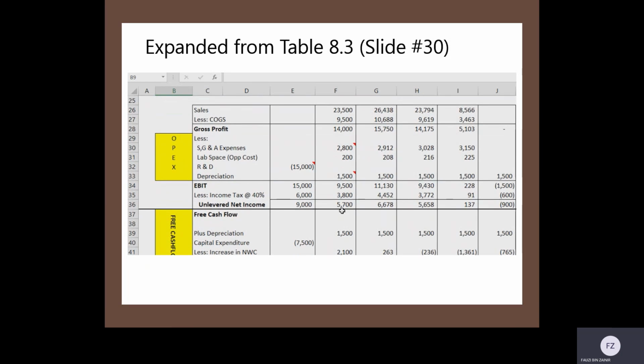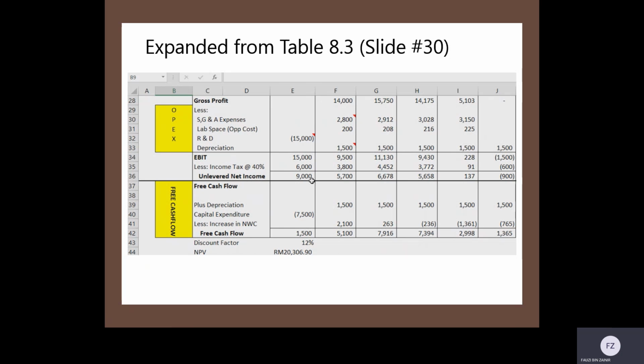And for the realistic changes scenario, we have the unlevered net income. Those are the amounts, which are 9,000, 5,700, 6,78, and we have 6,567, 5,813, 7, and minus 900. And then here is where we find our depreciation. The same figure on the depreciation from year 1 to year 5. The capital expenditure is on the servers, which is the same. And if you look at the changes in the net working capital, those are the numbers that we've already worked on in the previous slide, which is 2,100, 263.